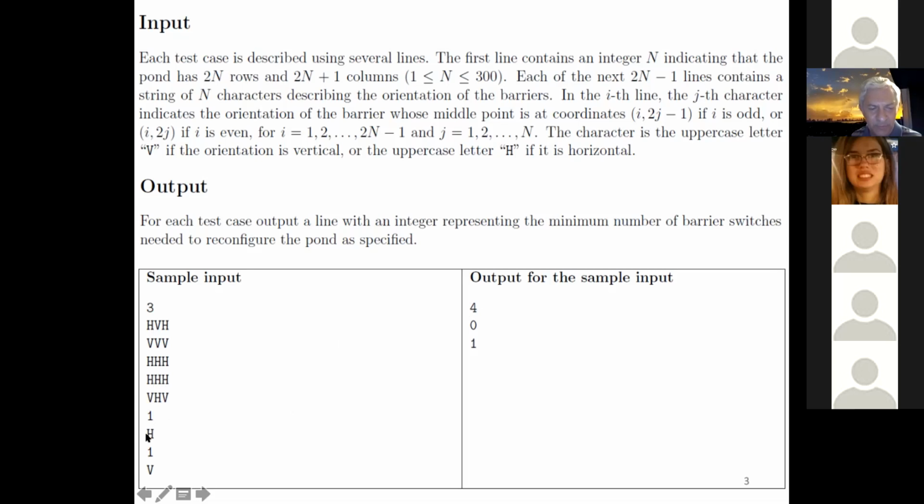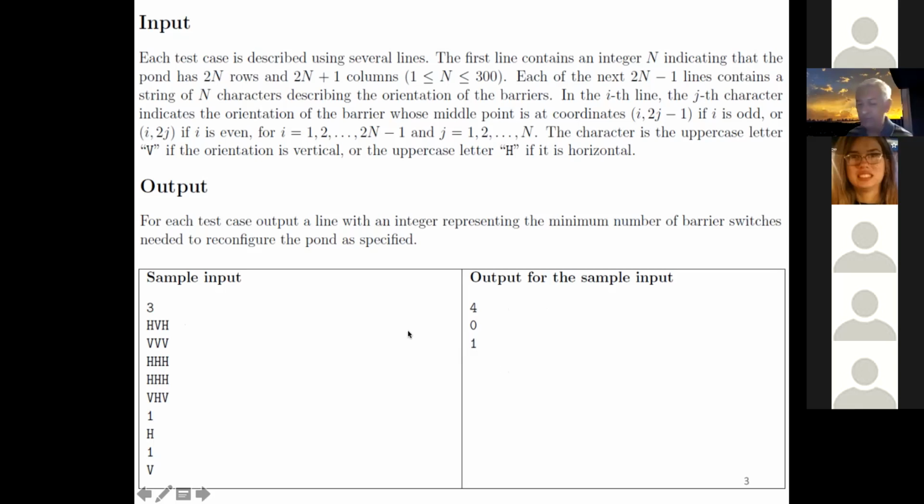The second problem has only 1 horizontal gate and 1 vertical gate. In this case, since n is equal to 1, it means that there are 2 rows and 3 columns. And it turns out that if it's horizontal, you can easily get from the start to the finish. And so you don't need to flip anything. That's why the answer is 0. If it's vertical, then you have to flip it to horizontal in order to make it happen. And that's why you need at least 1 flip. So there were 3 problems here, and each one of these has an answer of 4, 0, and 1.